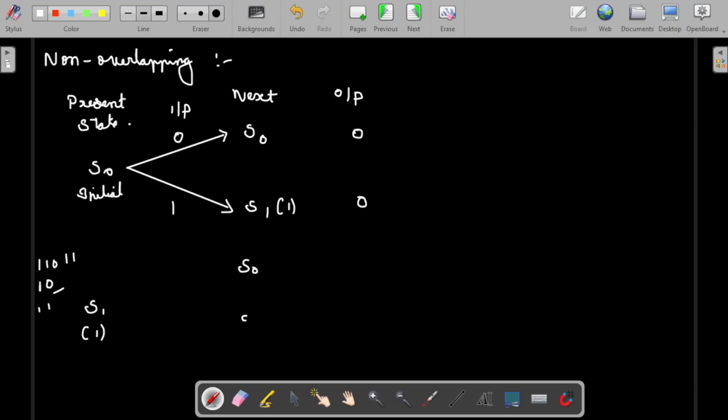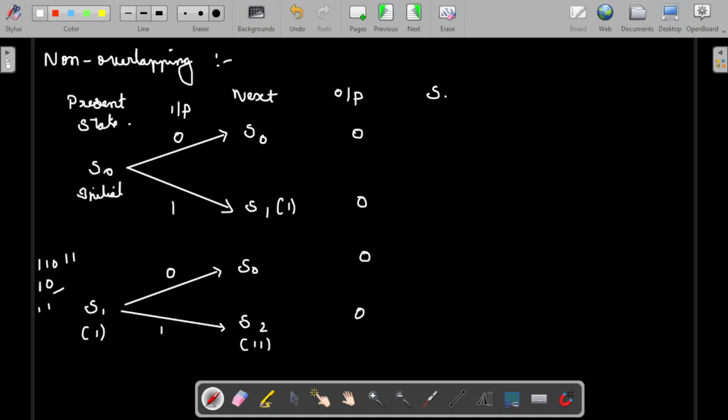If 1 is coming, then it will move to the second state. So the next state is 1 1. Output will be 0 in both cases. Okay, I think you are able to get it. So here we are getting the sequence. When the state is on the same track as the sequence, it will go to the next state. When the sequence is broken, it will go back to the first state. Okay, so that is the thing.